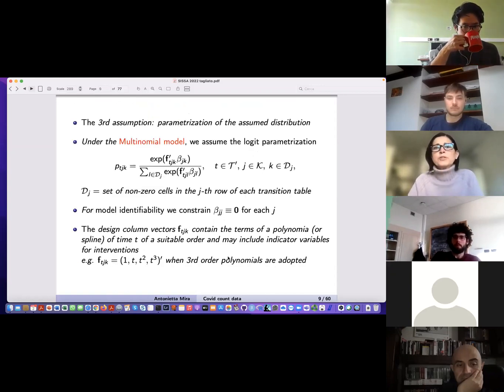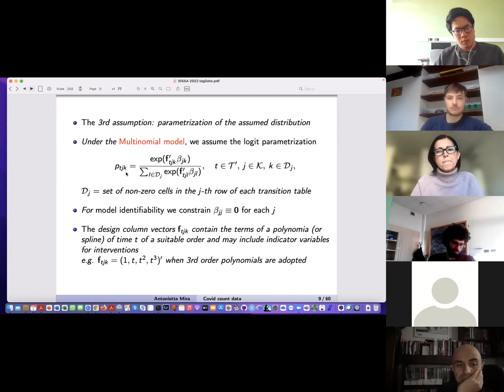The third modeling assumption tells us how we are going to parameterize those probabilities. Under the multinomial model, the first model, we assume a logit parameterization of those transition probabilities, where betas are parameters where we are going to make inference, and f is a column vector that contains the terms of either a polynomial or a spline of time of a suitable order. For example, if we take a third order polynomial, this f that is indexed by t, j, and k will be 1, t, t squared, and t cubed. And we're going to check which order of polynomial best fits our data.